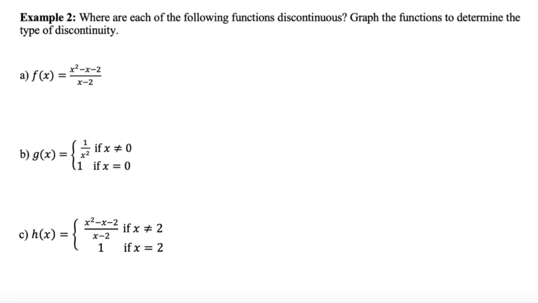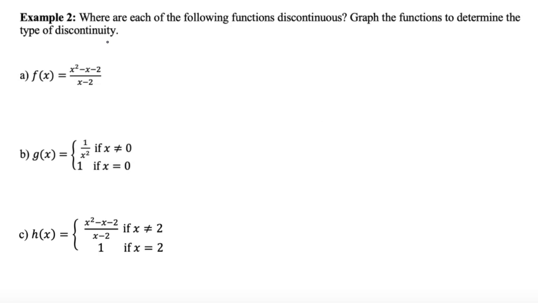So now we're going to determine discontinuities in algebraic representations of functions. We're going to do this without the graph first, and then we're going to graph the functions to determine what type of discontinuity this is. We've already gone over the three different things that are going to make a function discontinuous at a point.